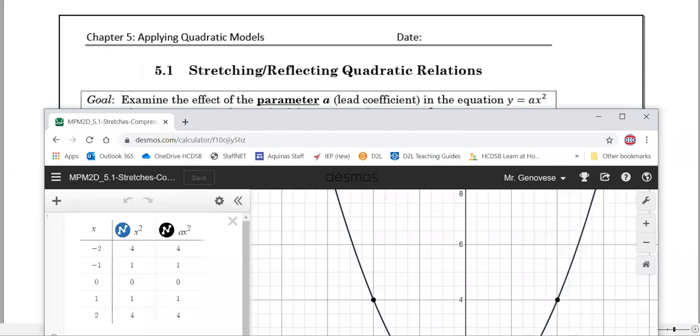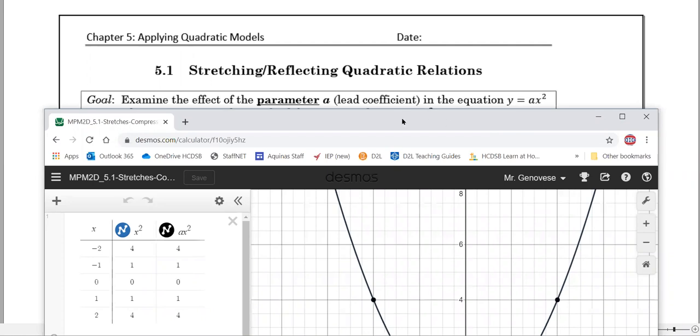All right, so today we're going to be taking a look at stretching, reflecting, and translating parabolas. So rather than going through the actual lessons that I've already posted for you, I'm going to do a little bit of a demo using Desmos files that are shared with you in Google Classroom. So we're going to be taking a look at it.